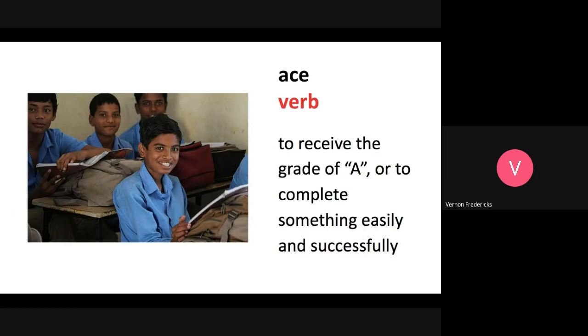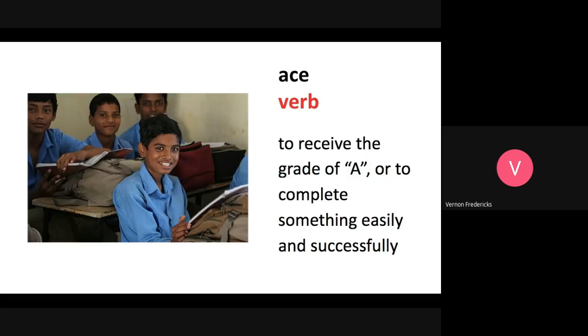Next word is a verb, ace. To receive a grade of A or to complete something easily and successfully. Example of this is: Ahmad aced the exam. Which means Ahmad did very well in the exam and Ahmad gets an A plus in the exam. So he aced the exam.